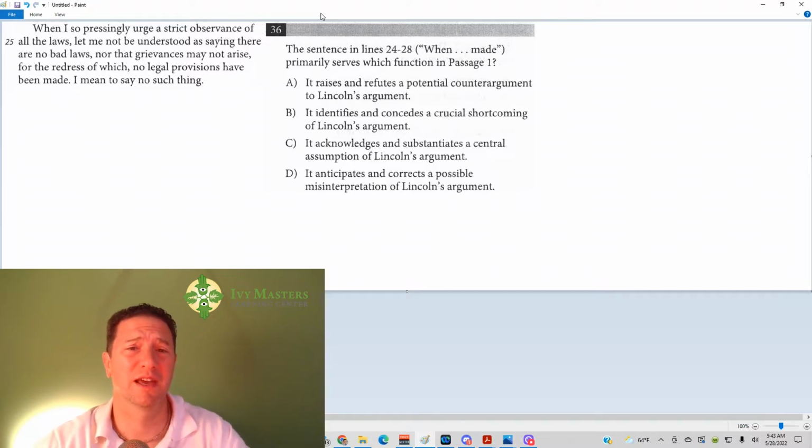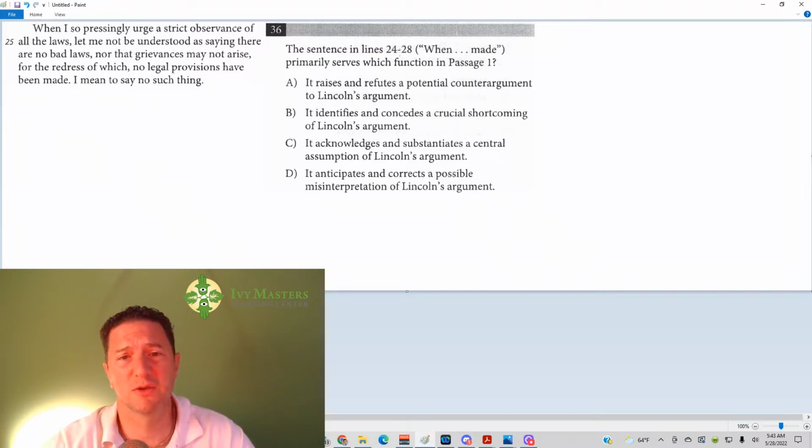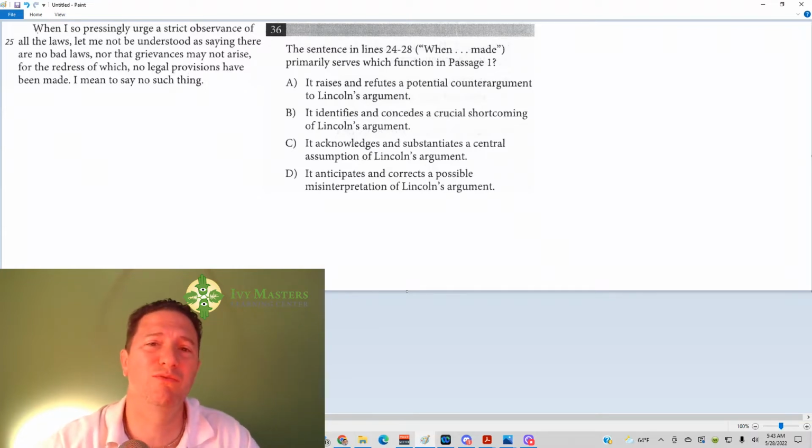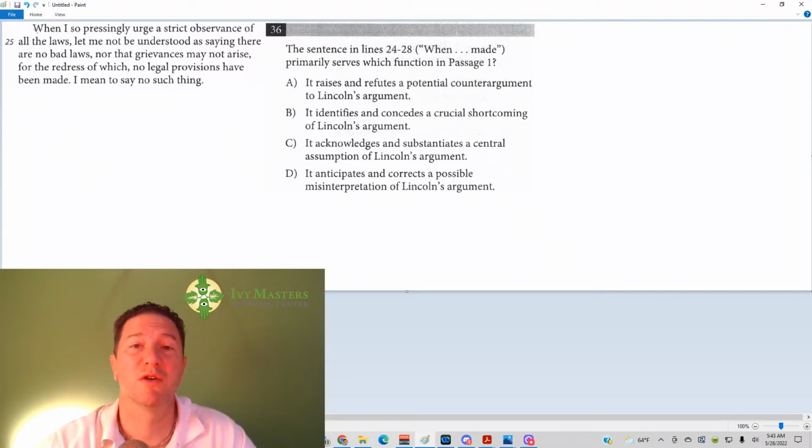And today we're going to look at Test 6, Section 1, number 36, which reads, the sentences in line 24 to 28, when made, primarily serves which function in passage 1. So we go to the lines and it says, when, and by the way, Lincoln just got finished saying, follow the law. And he says it many different ways in very strong terms. And that's where we pick up in this paragraph.